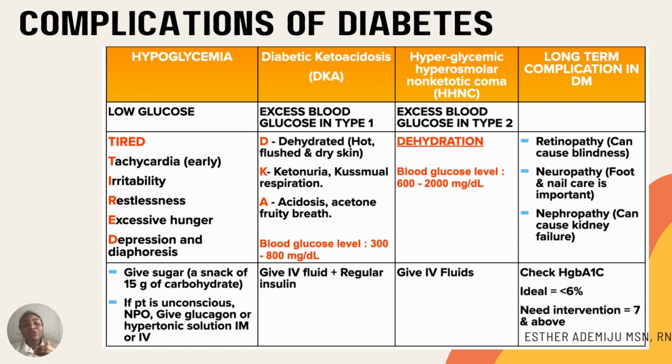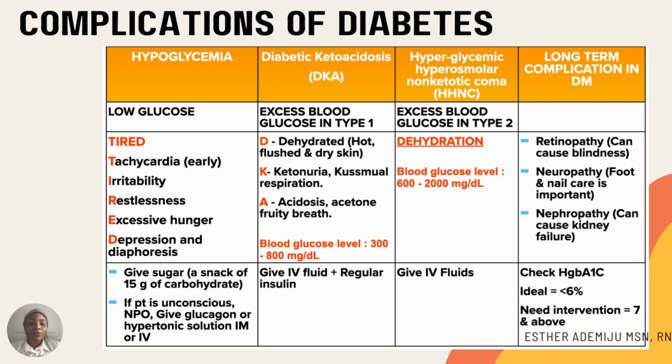We're talking 600 to 2000. Yeah, that is bad. So the predominant thing that they need is IV fluids, but they might also need regular insulin to bring down their blood sugar.